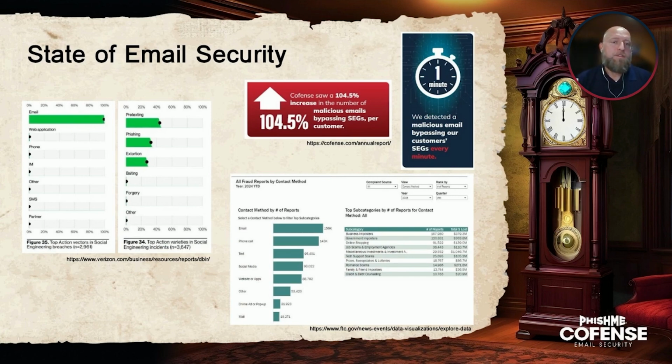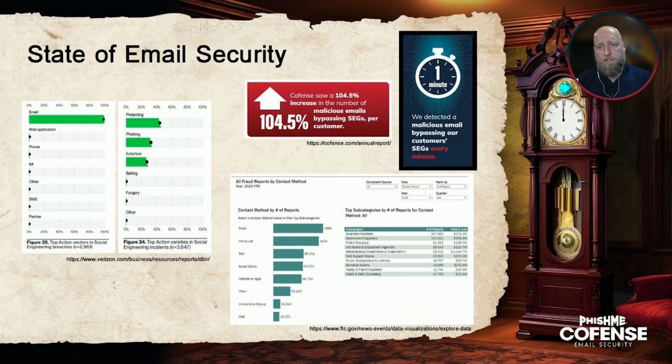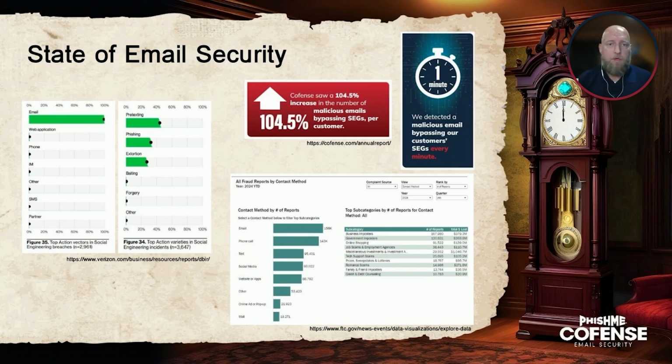Over the last year, we have a couple of charts here. The upper two charts, the red and the blue, are from the Cofense annual report, the 2024 annual report. We've noticed between 2022 and 2023 over 100% increase in the volume of malicious emails making it into inboxes. And our teams internally are essentially processing one malicious email a minute every single day because of that volume. So this is why it's important to really understand some of these fundamentals about phishing attacks.